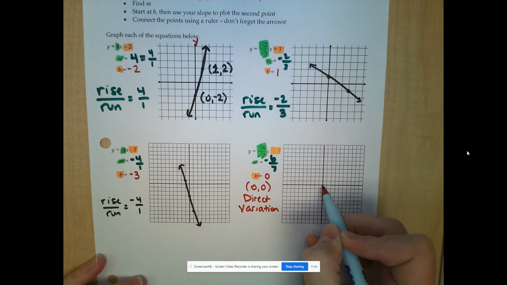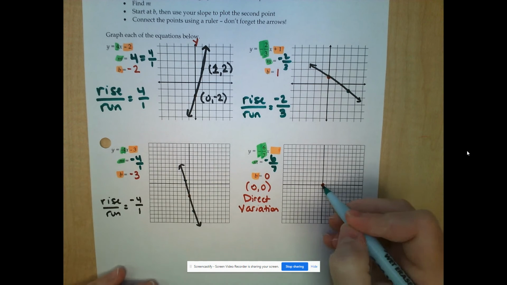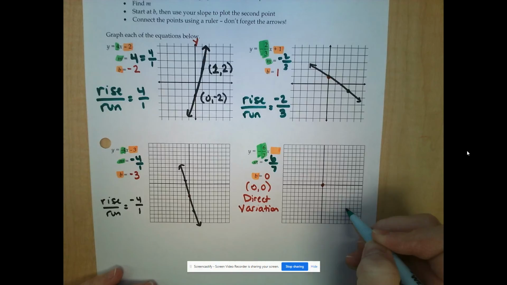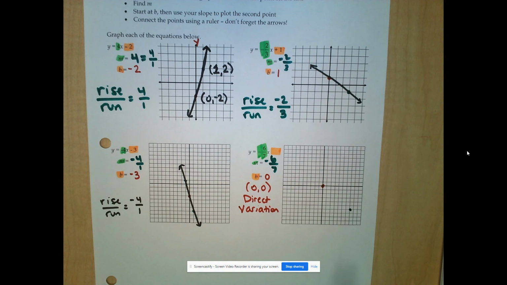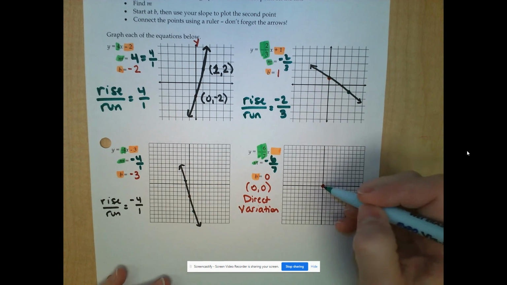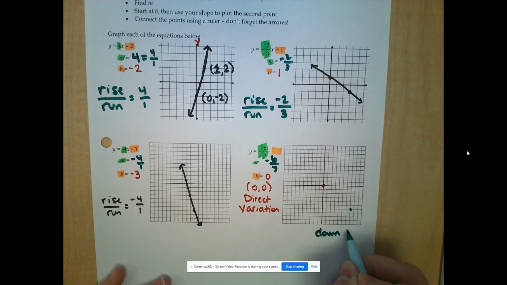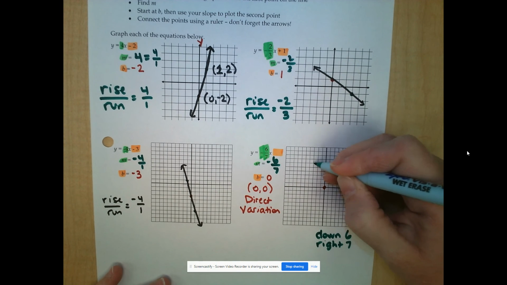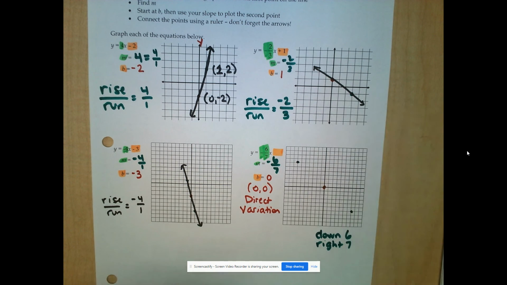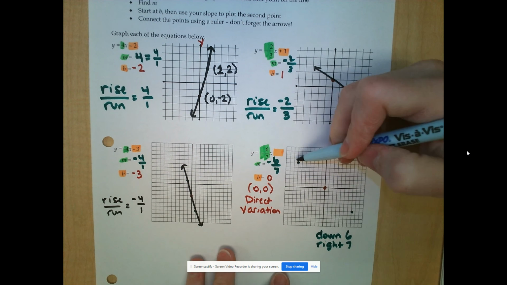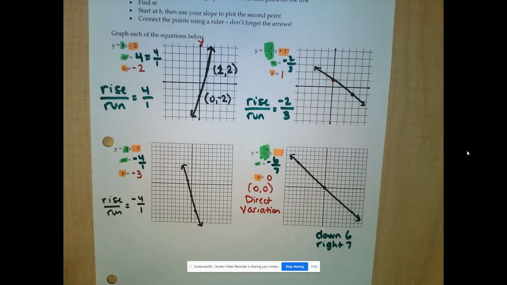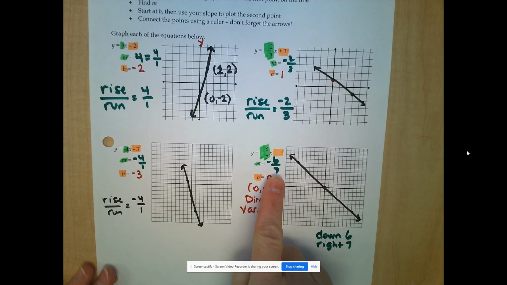That should sound familiar. So going through the origin, and then my slope is going to be down 1, 2, 3, 4, 5, 6, right 1, 2, 3, 4, 5, 6, 7. And that's good. It's going down to the right the way we know a negative slope should. We could also do the opposite. So I went down 6, right 7. I could also go up 1, 2, 3, 4, 5, 6, left 1, 2, 3, 4, 5, 6, 7. That would also fall on the line. So if I connect those, that would give me a negative slope, which I should have going down to the right because my slope number was negative.